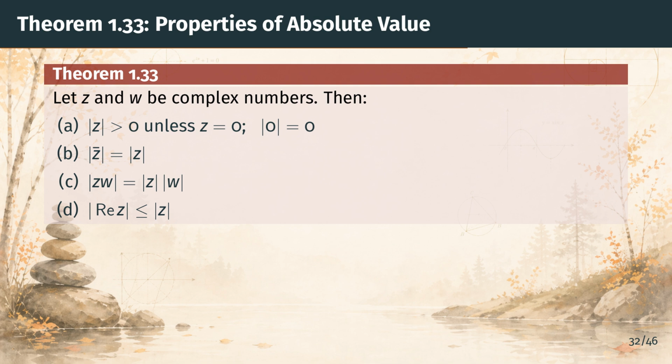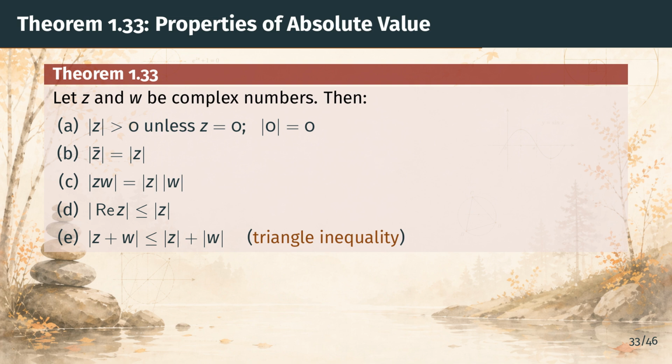And now the most important property of all. Part E is the triangle inequality, which is perhaps the single most important inequality in all of analysis. It says the absolute value of a sum is at most the sum of the absolute values. Geometrically, the length of one side of a triangle is at most the sum of the lengths of the other two sides. Let's prove the multiplicativity and the triangle inequality carefully.